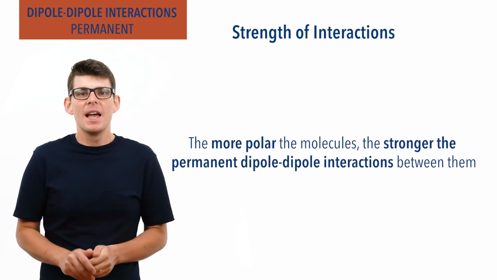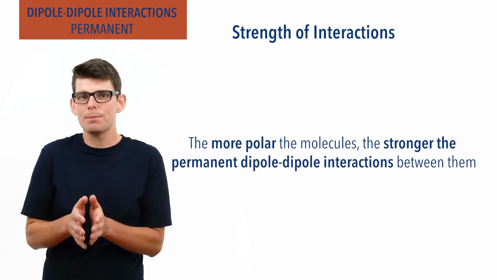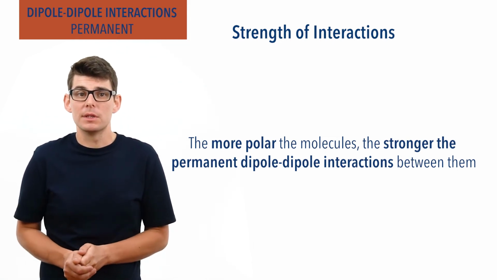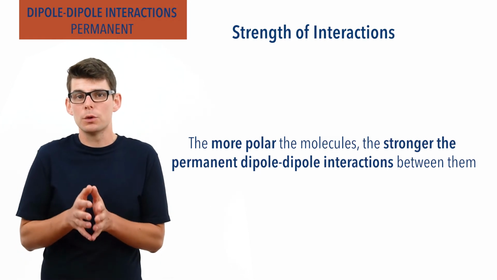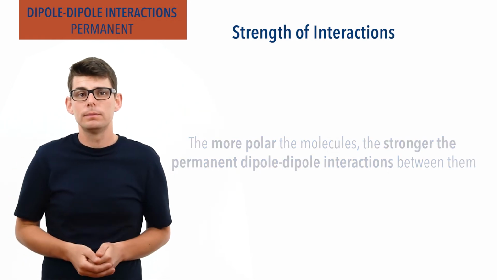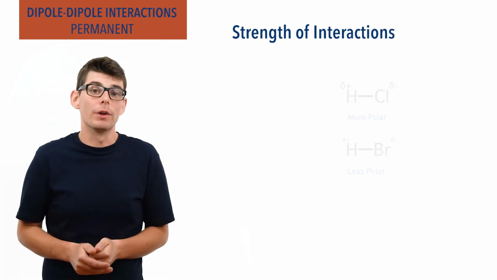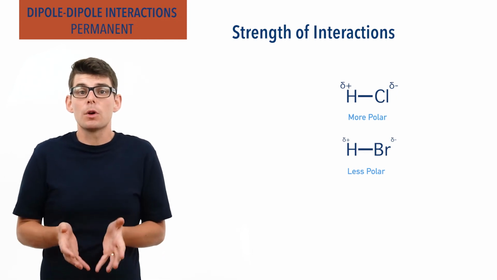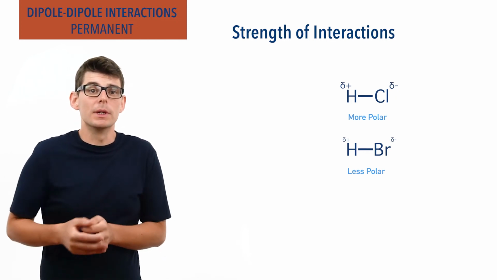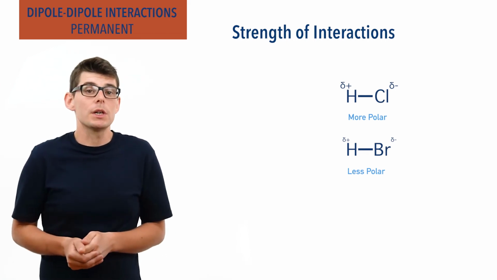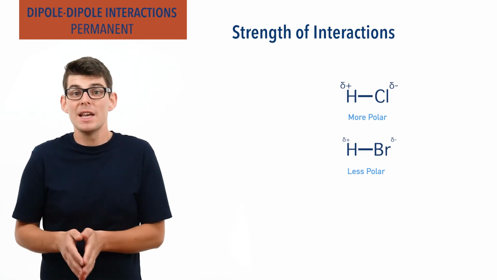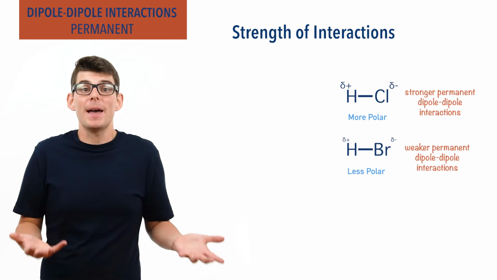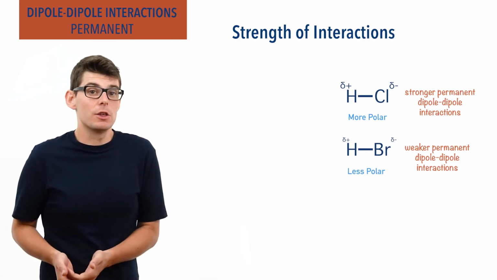Be careful though, as remember all molecules still have temporary induced dipole-dipole interactions between them. This means with some substances you have to consider the effects of both when talking about their melting and boiling points. For example, hydrogen chloride, HCl, is a more polar molecule than hydrogen bromide, HBr. This is because chlorine is more electronegative than bromine. This means the strength of the permanent dipole-dipole interactions between HCl molecules is stronger than between HBr molecules. As a result, you would expect HCl to have a higher melting and boiling point than HBr.